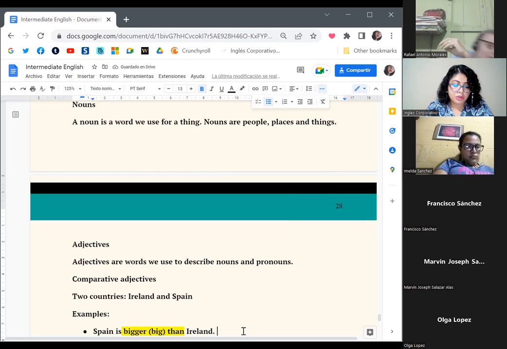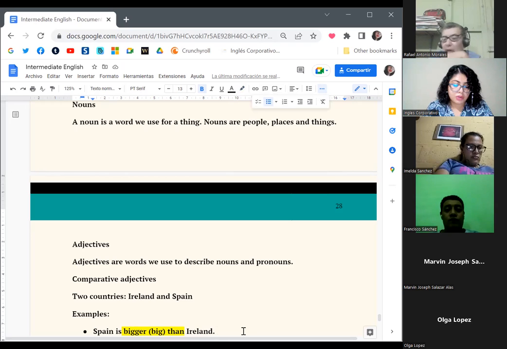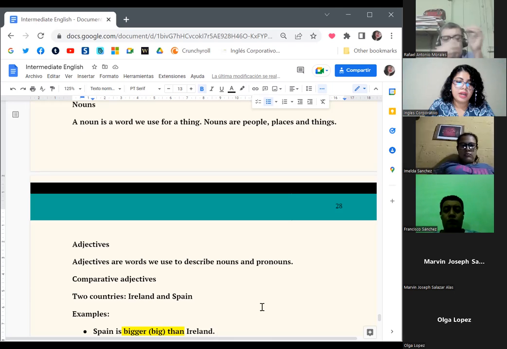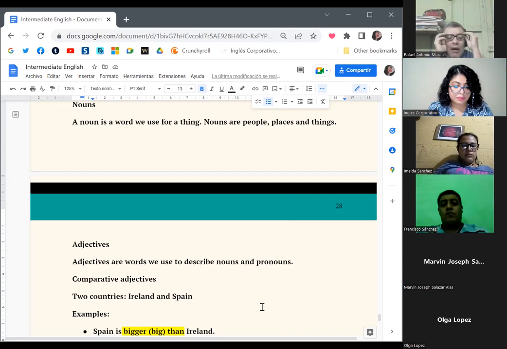Remember that we said that when we are writing comparative sentences using adjectives, we need to write the adjective plus than. Siempre que vayamos a escribir una oración con un adjetivo, en modo comparativo, cuando estamos comparando dos cosas, vamos a poner nuestro adjetivo y vamos a escribir than. Siempre va a llevar como esa estructura, ¿verdad? A la hora de escribir las oraciones, porque estamos comparando entre dos cosas.